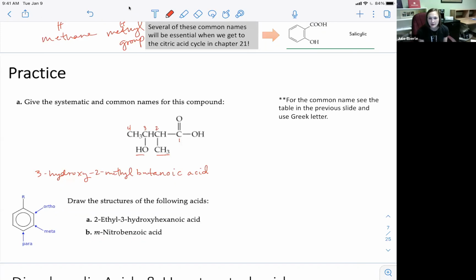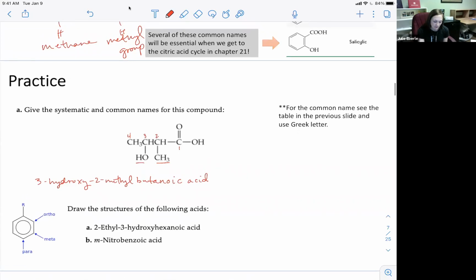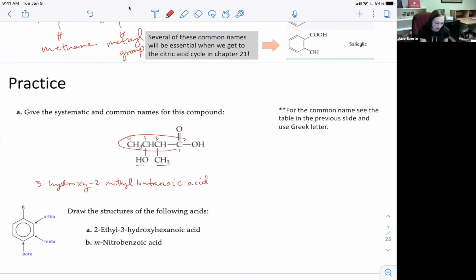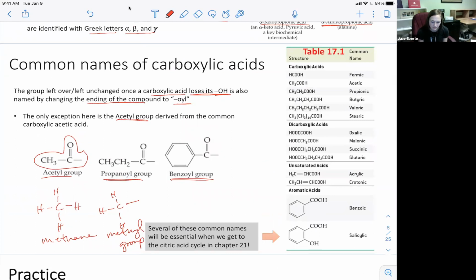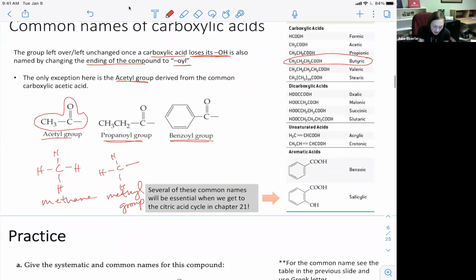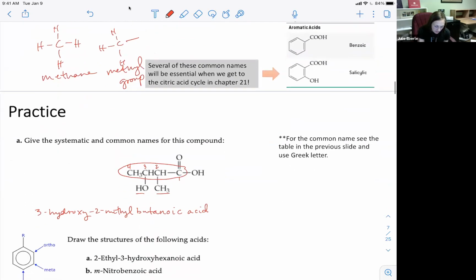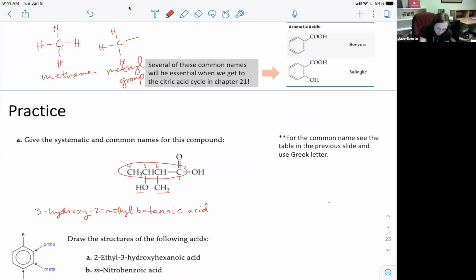So now the common name. I think you should see the previous slide. There's a common name for a 4-carbon carboxylic acid. Anybody know what that is or see it? Butyric. Yeah, so instead of butanoic, it's butyric. It's this one right here, butyric. So that's the root common name. So we're going to go and write that.